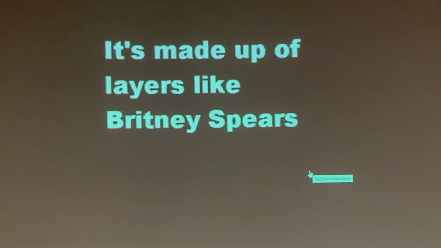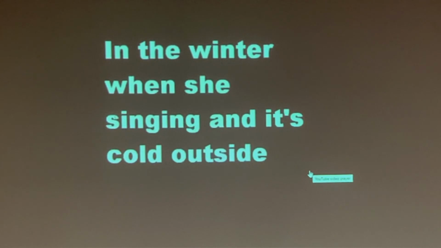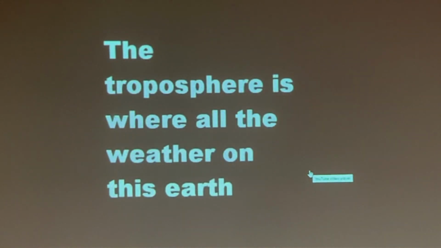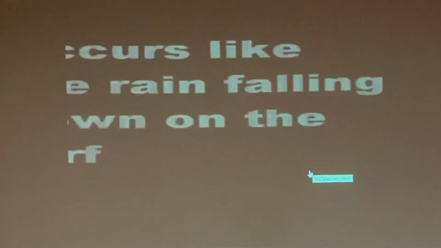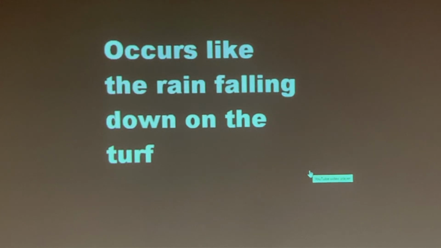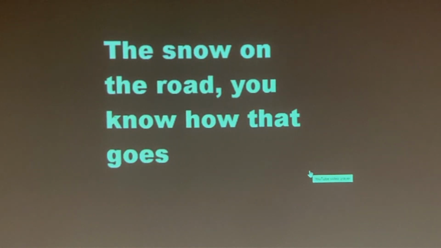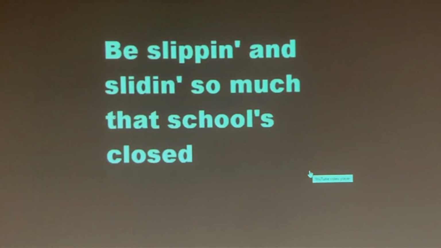It's made up of layers like Britney Spears. In the winter when she's singing and it's cold outside, get ready for the song. Troposphere is where all the weather on this earth occurs, like the rain falling down on the roof, the snow on the road. You know how that goes. Slipping and sliding so much the school's closed.